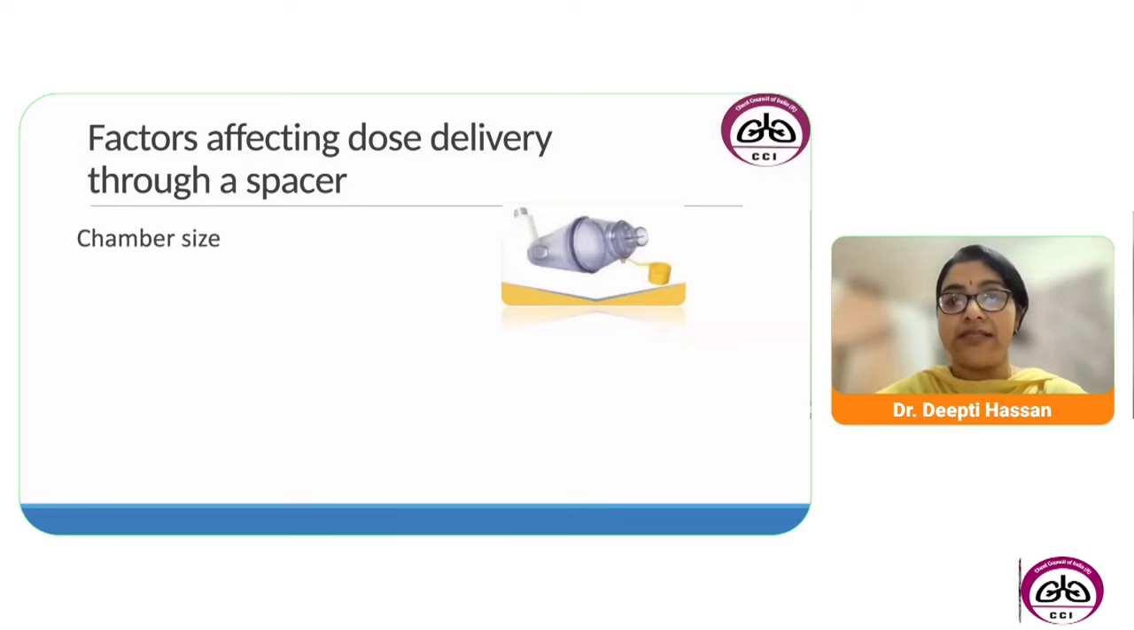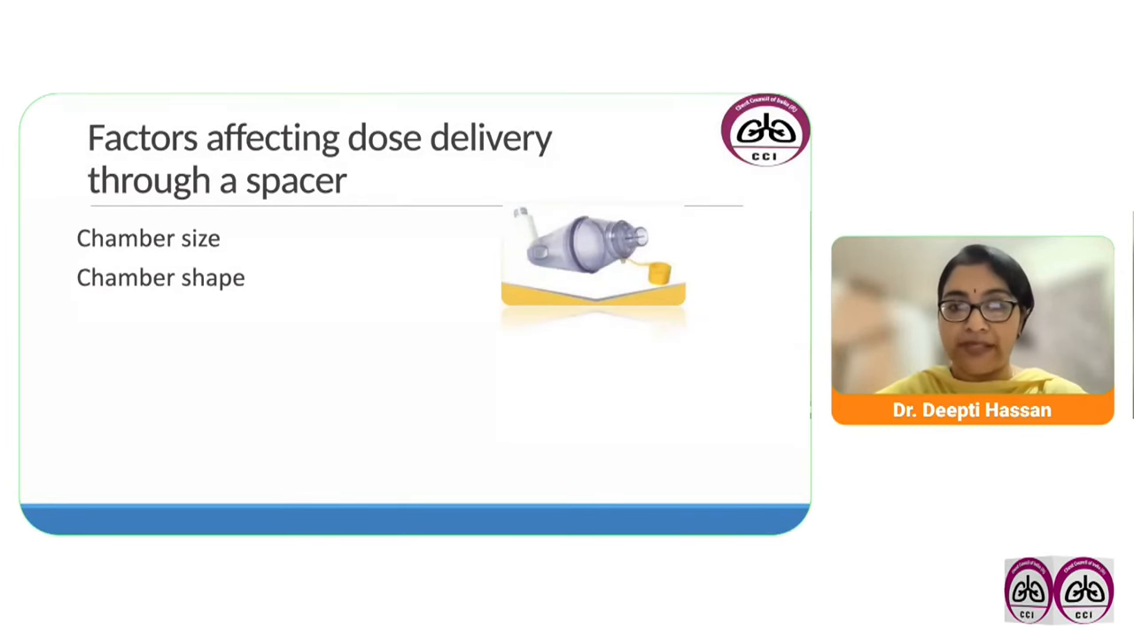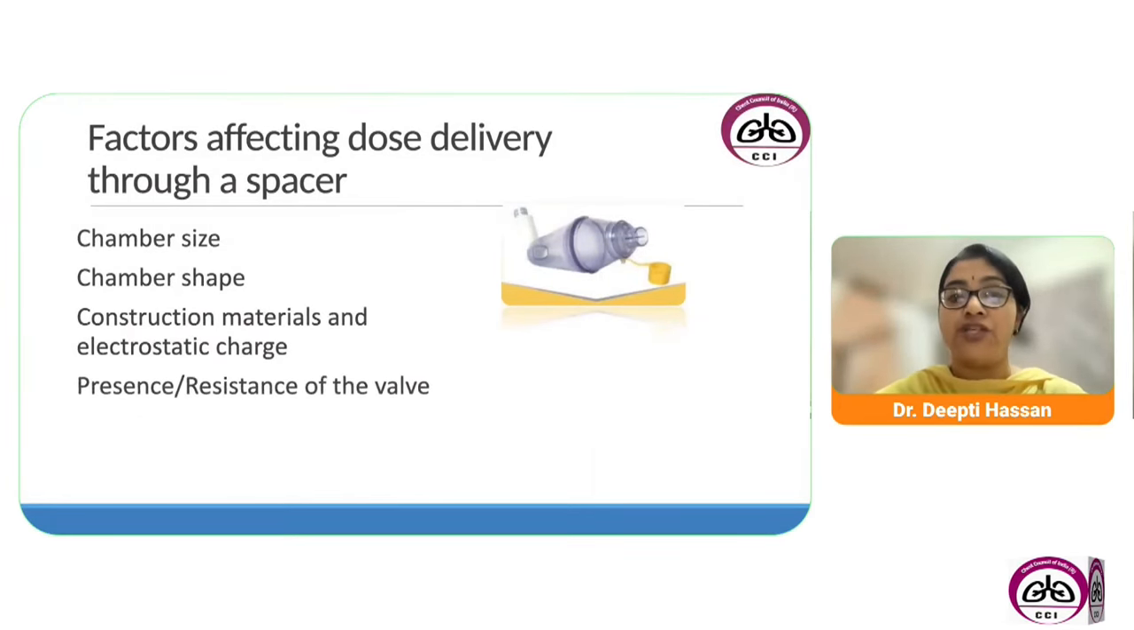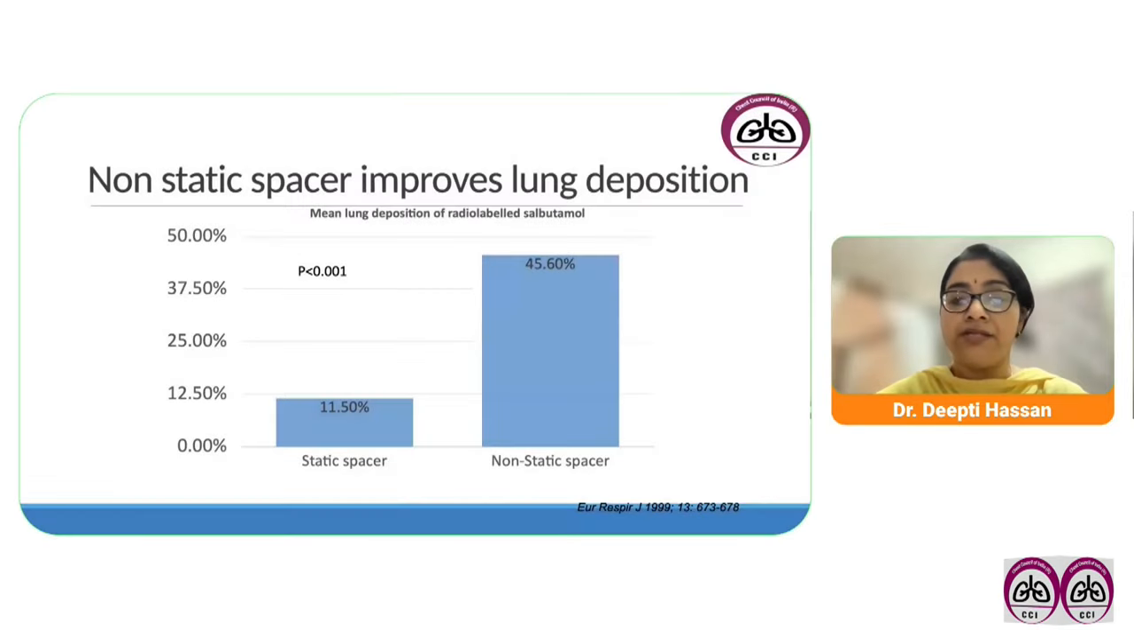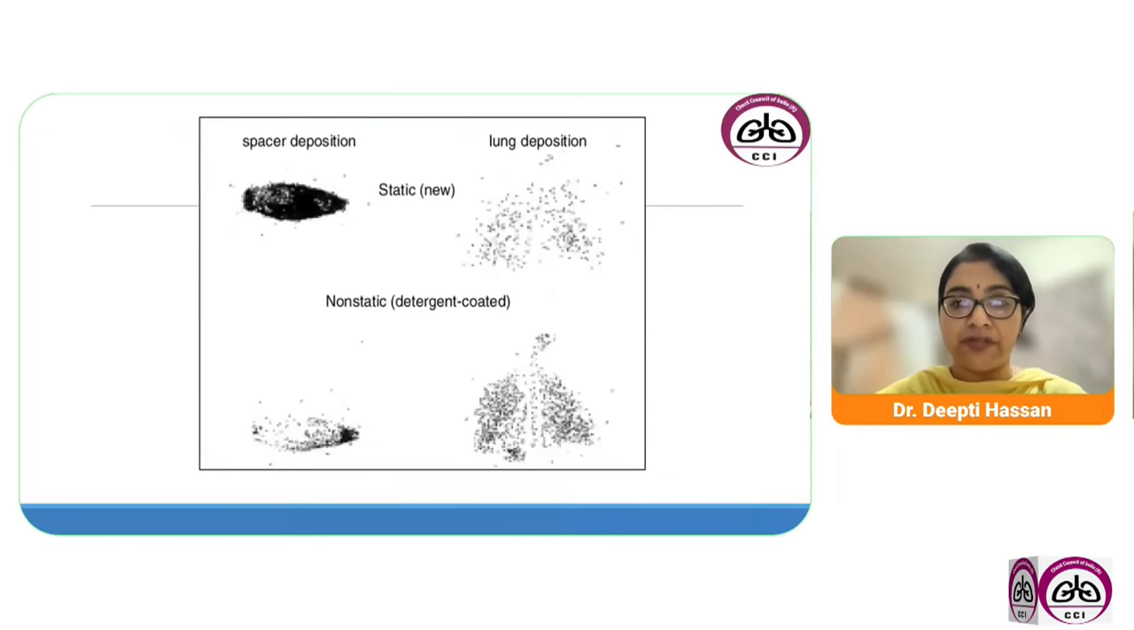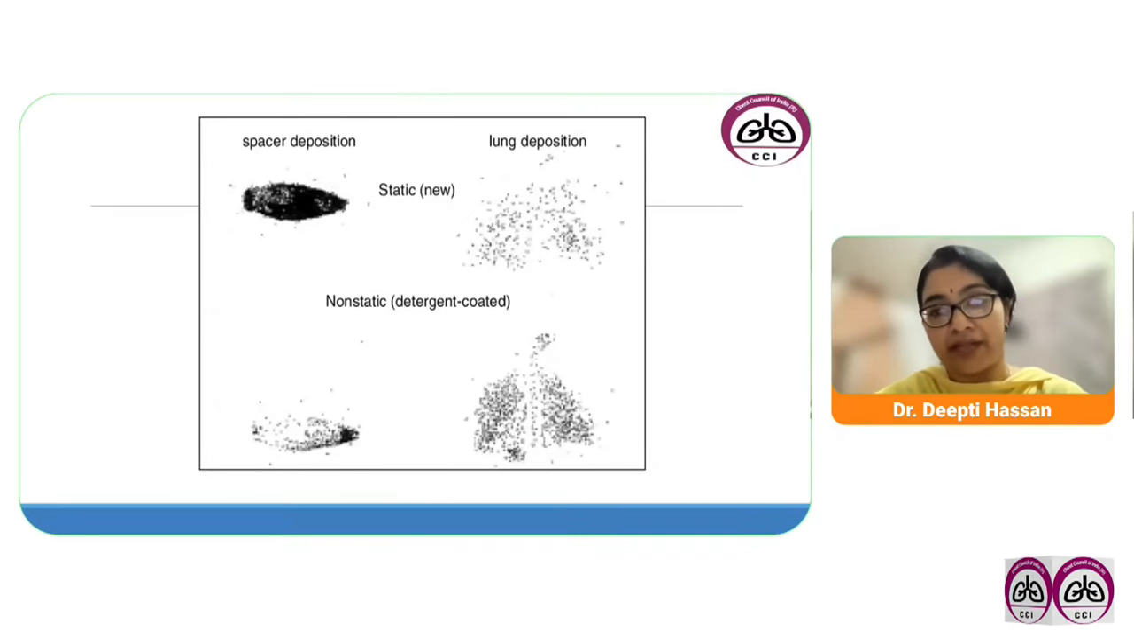So what are the factors which affect the dose delivery through a spacer? It is chamber device size, chamber shape, the construction material, electrostatic charge inside the spacer, resistance of the valve, use of multiple actuations, and any inhalation delay, because that will only lead to more deposition in the spacer rather than in the mouth. So a non-static spacer will improve lung deposition. So as you can see in this picture, a static device leads to more spacer deposition rather than lung.